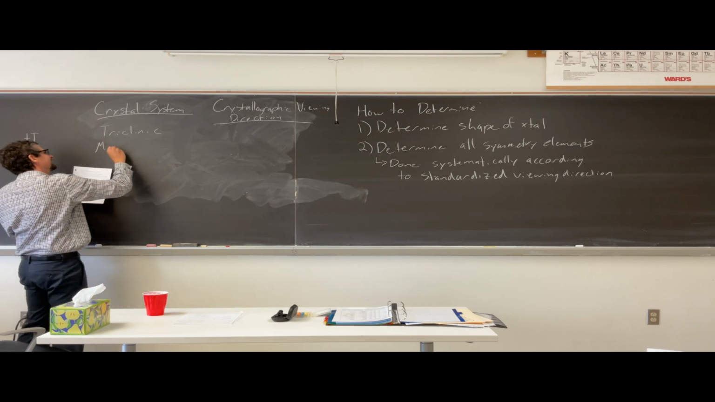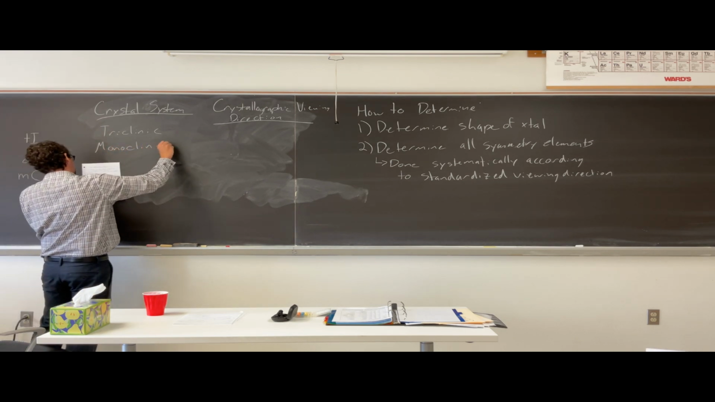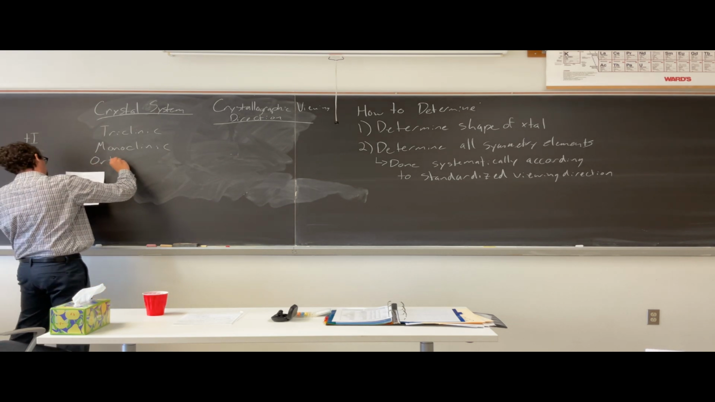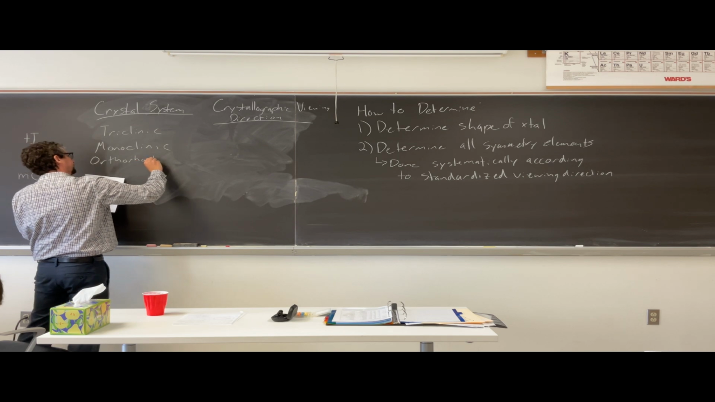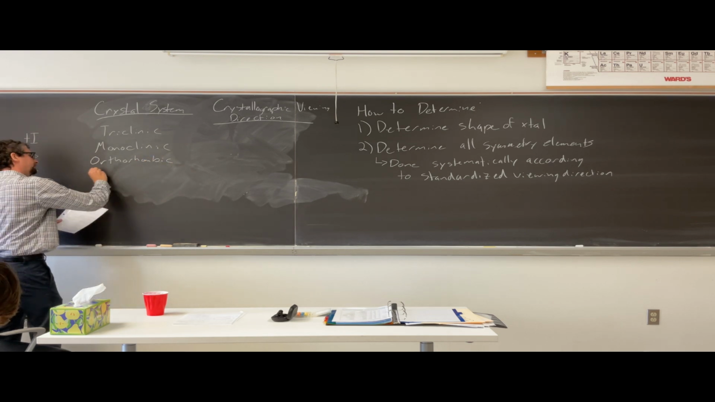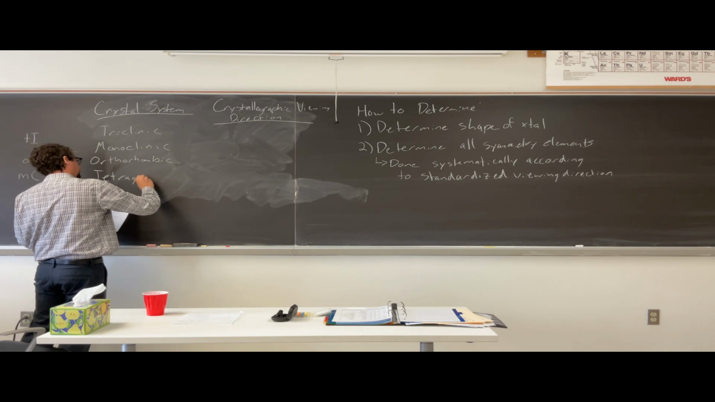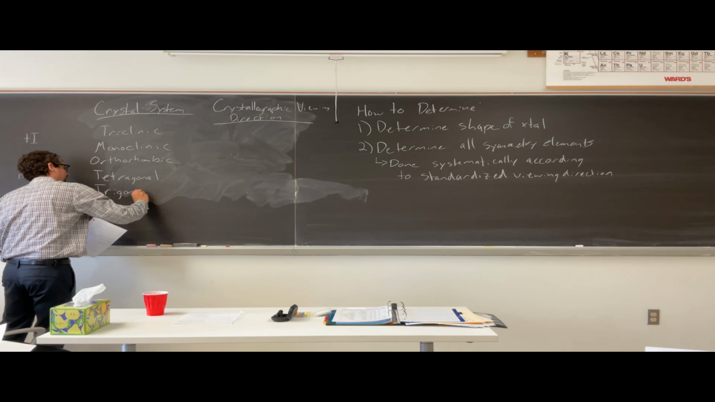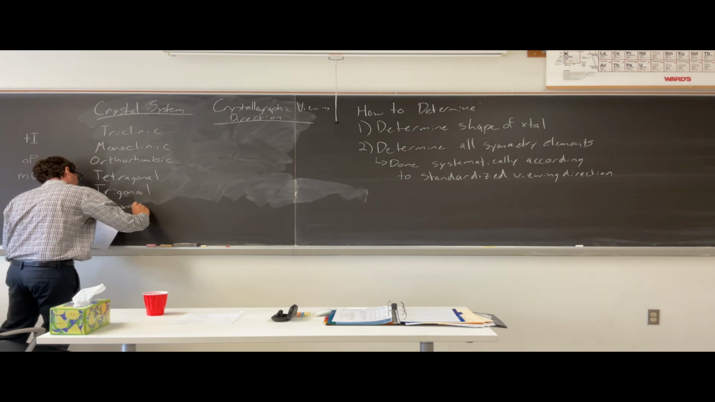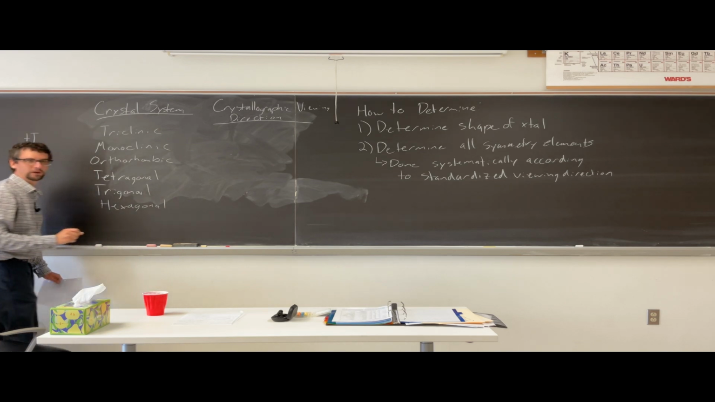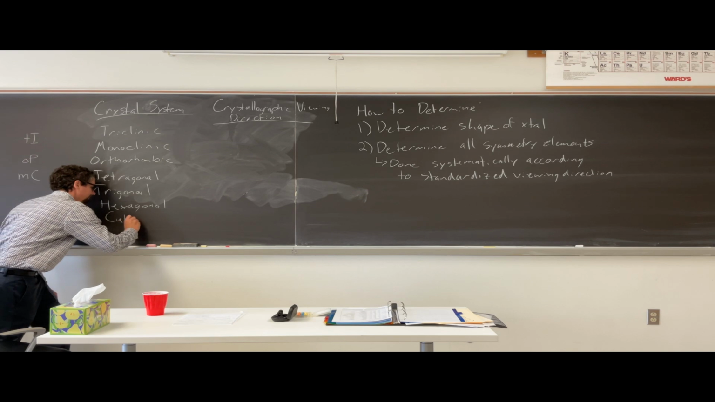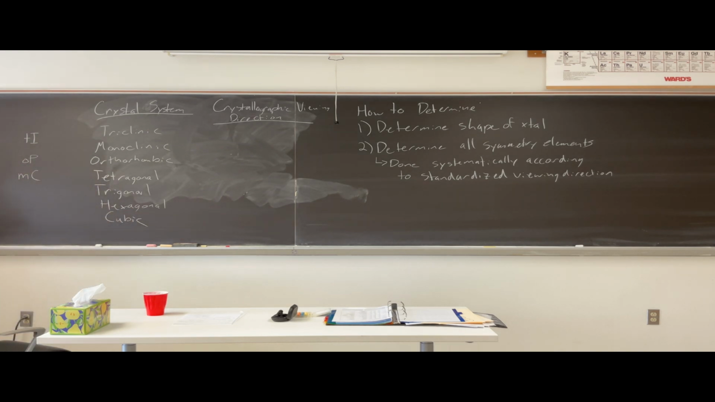Monoclinic. What else do we got? Yep, orthorhombic. What else? Yep. Trigonal. There's Joe's hexagonal. And then last one, best one, cubic. Rhombohedral can sort of fit in these two.